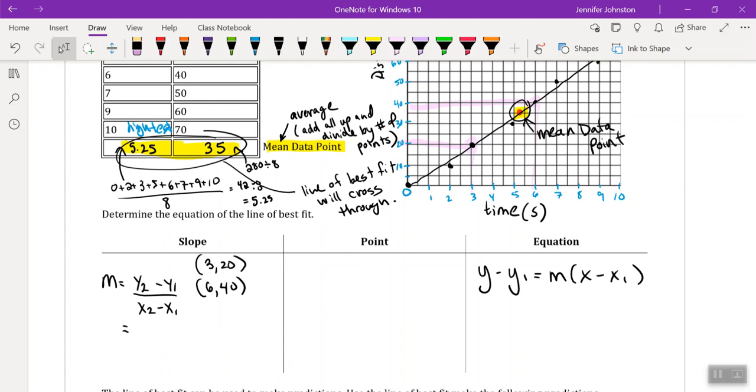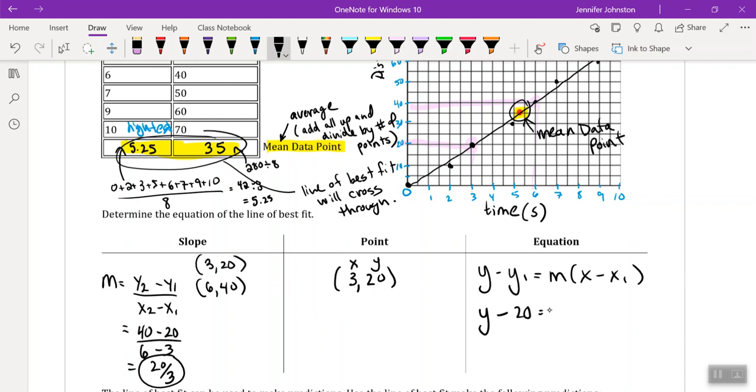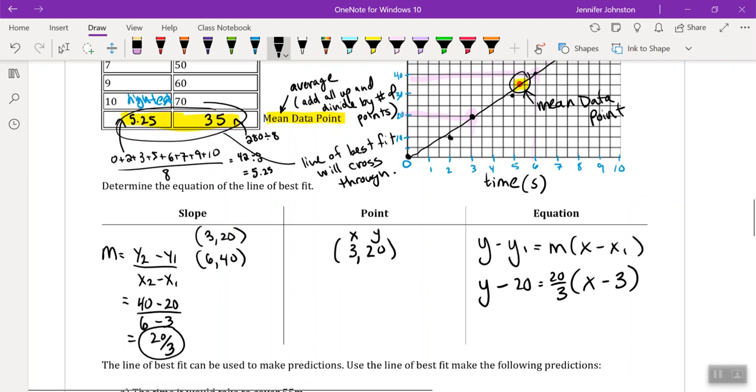All right, so here I'm going to do y2, which is 40 minus 20, divided by 6 minus 3. That gives us 20 over 3. Right, there's my slope. I'm going to pick the point 3, 20 to use and plug it into the equation. So we have y minus 20, this is x, this is y, is equal to 20 over 3 times x minus, and then my x point is 3.